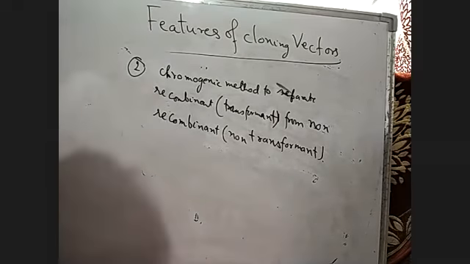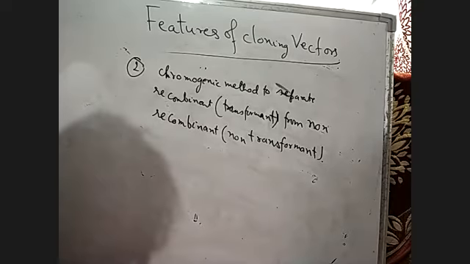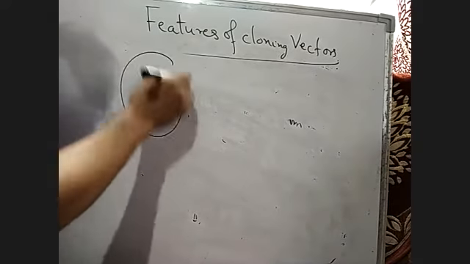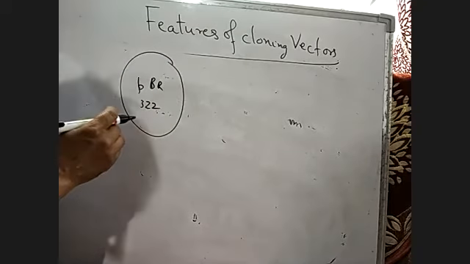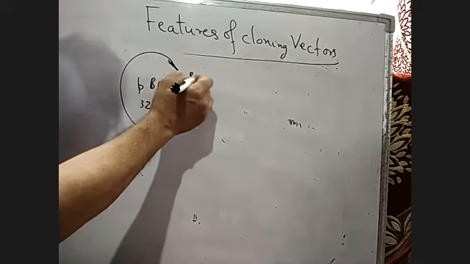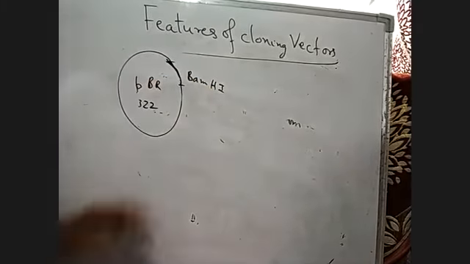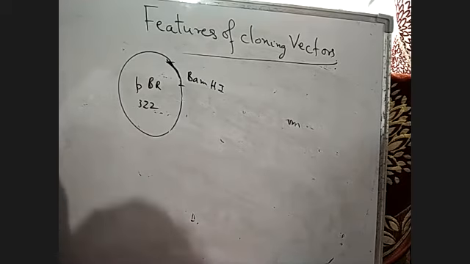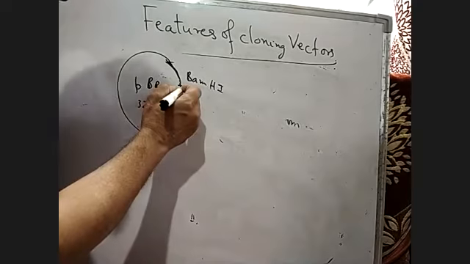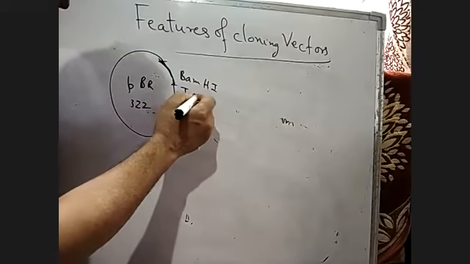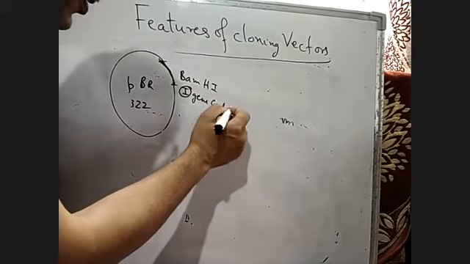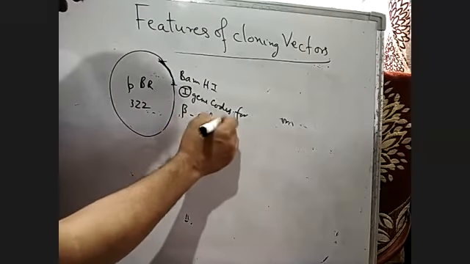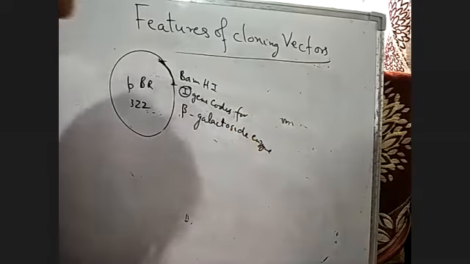Suppose we get the pBR322 vector. Here there is a site called the BamHI site. This BamHI site has a gene that codes for the beta galactosidase enzyme.